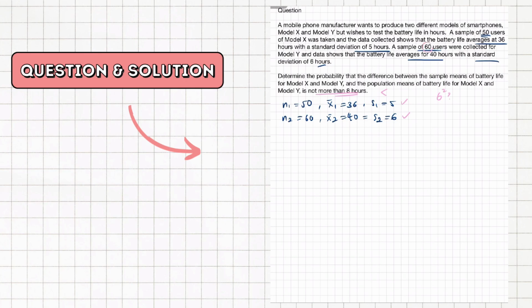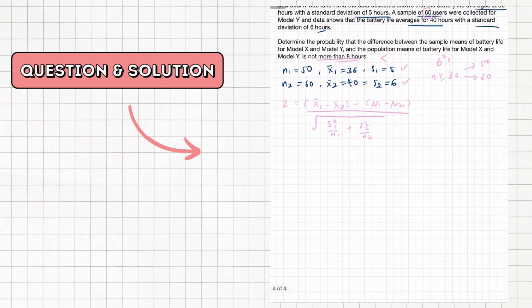However, the N for both samples are big, which is more than 30 because we have 50 and 60. So that is why this formula will be applicable. First of all, we will write the formula, which is Z equals X bar 1 minus X bar 2 minus (mu 1 minus mu 2) over the square root of S1 squared over N1 plus S2 squared over N2.